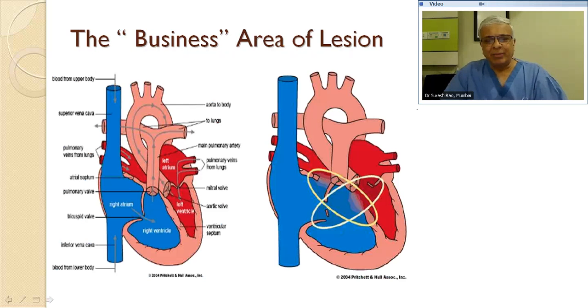Now, for those of you who are not very familiar with the actual anatomy, what you see on your left side is the normal heart, that's the tricuspid valve, that's the mitral valve. And you find here the mitral valve is a little higher than the tricuspid valve, that's what it should be. But if you see on the right side, this is the problem area in atrioventricular septal defects. That's the tricuspid, the mitral, the primum, the low part of the atrial septum, and also the upper part of the interventricular septum. So that's what I call the business area of the lesion.